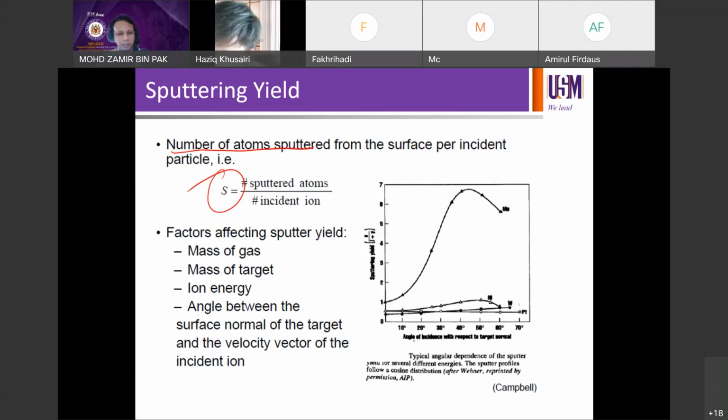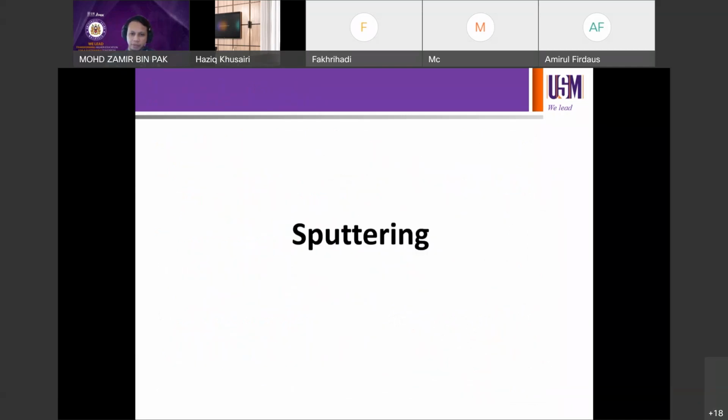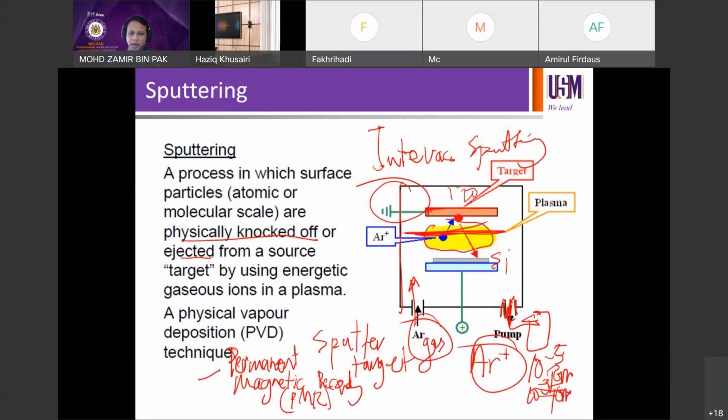Factors affecting sputtering yield: mass of target, mass of gas, as we discussed previously, m1, m2, ion energy, the Ar plus. Okay, angle between the surface normal of the target and the velocity vector of the ion. Okay, the heating punya mechanism, the heating mechanism. If you talk about this chamber, for example, okay, the ion are plus kan, ion plus, Ar plus.